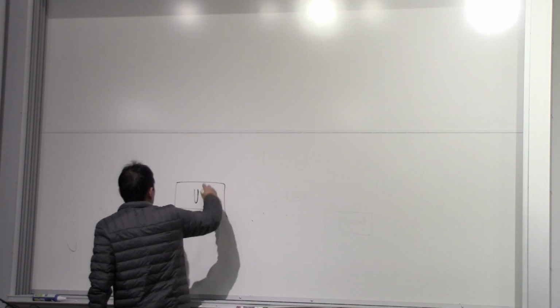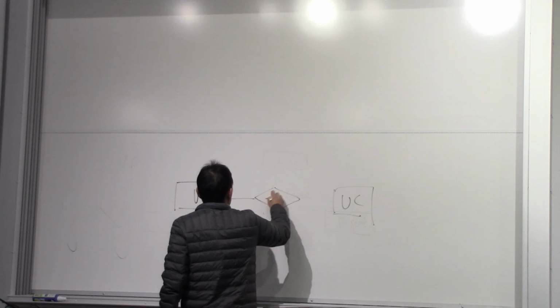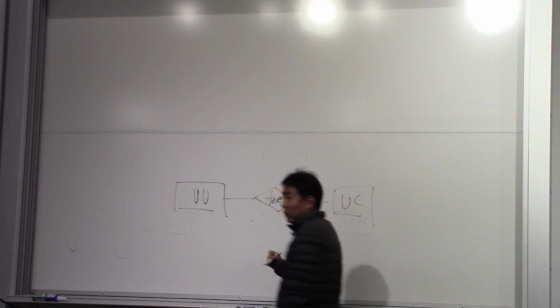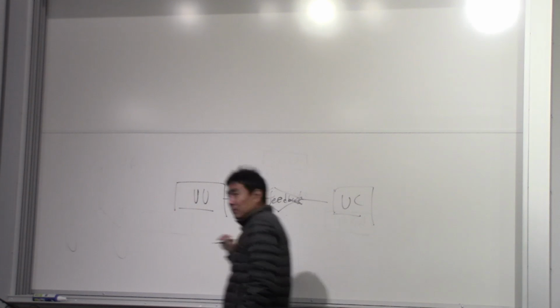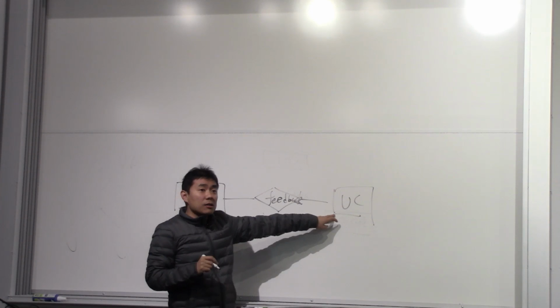You have Uber user, they have Uber car. Then you just say, I give feedback on that Uber car, right? It's probably okay to have a design like this. And it's a many-to-many mapping between the two, because an Uber user can give feedback on many cars. A car may have multiple feedback from different users, so it's a many-to-many mapping.